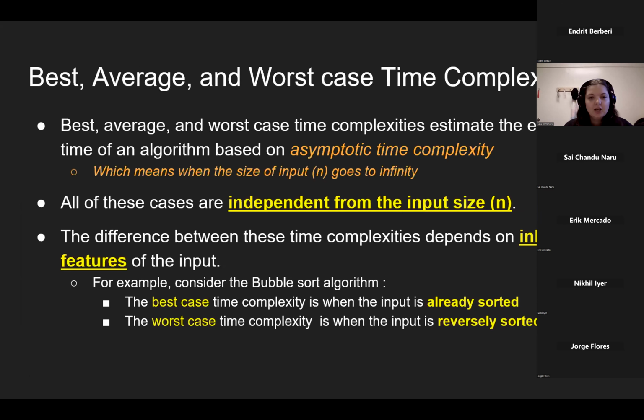Okay, great. So for the best, average, and worst case time complexities, we might ask you to do all of those. We might ask you to just do one. So be sure to read the questions carefully when we ask you about this.